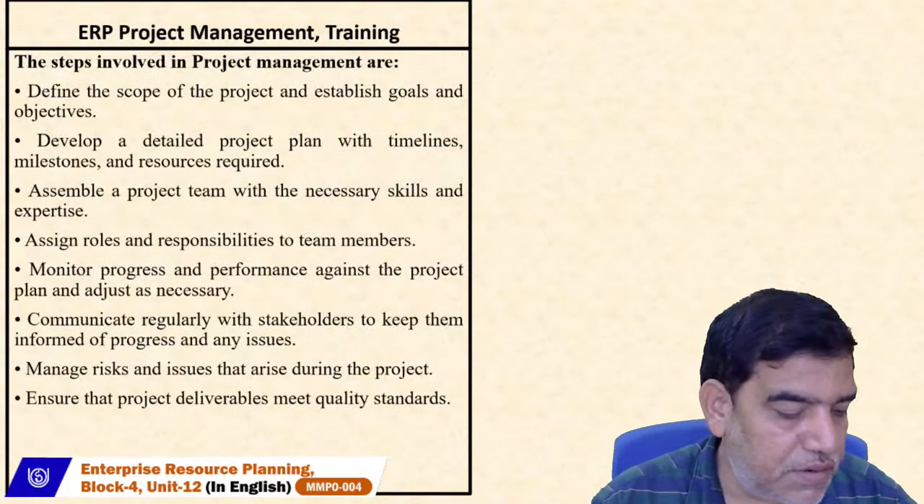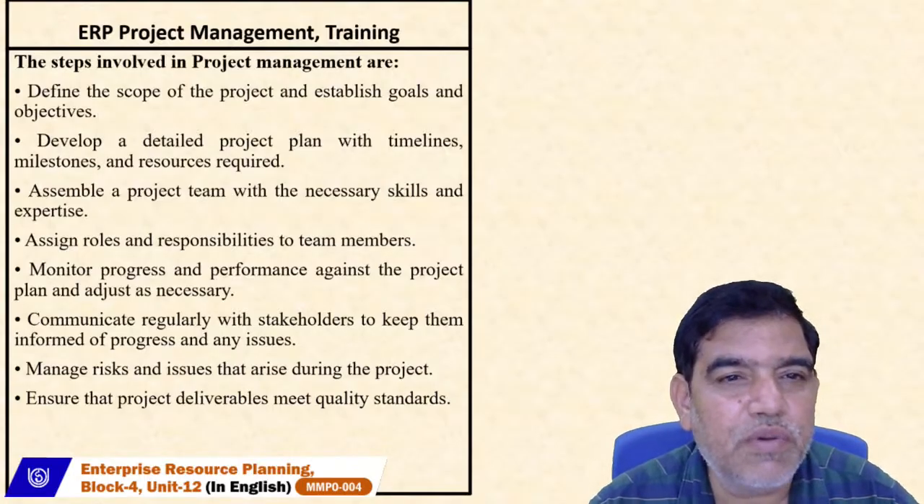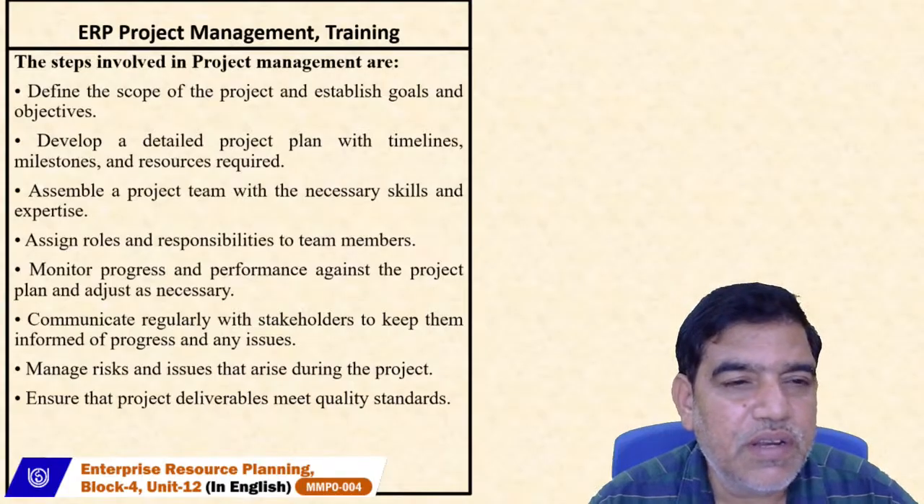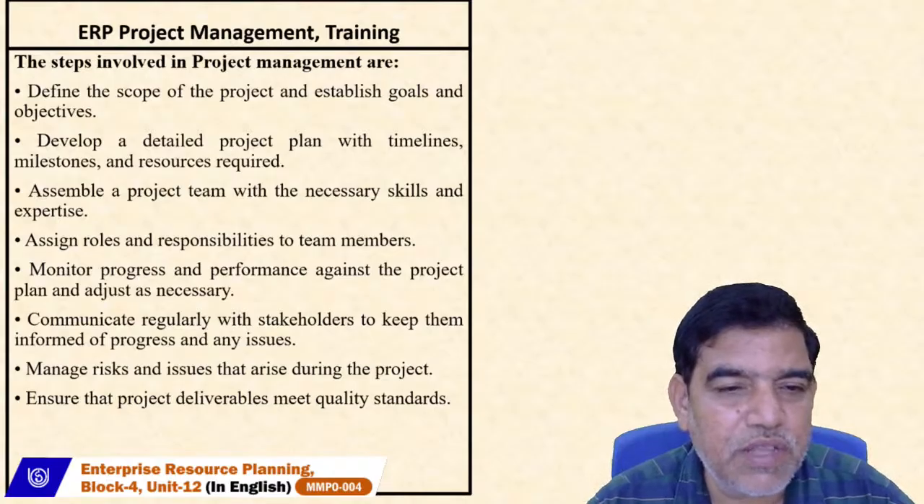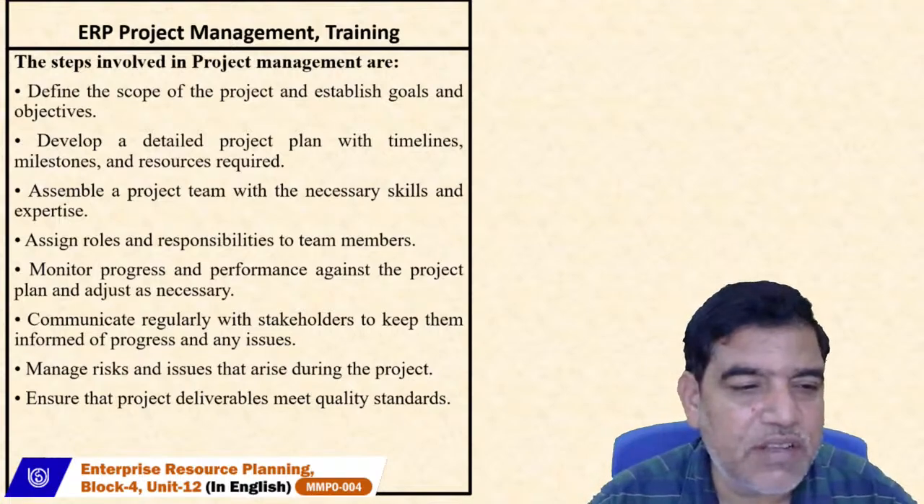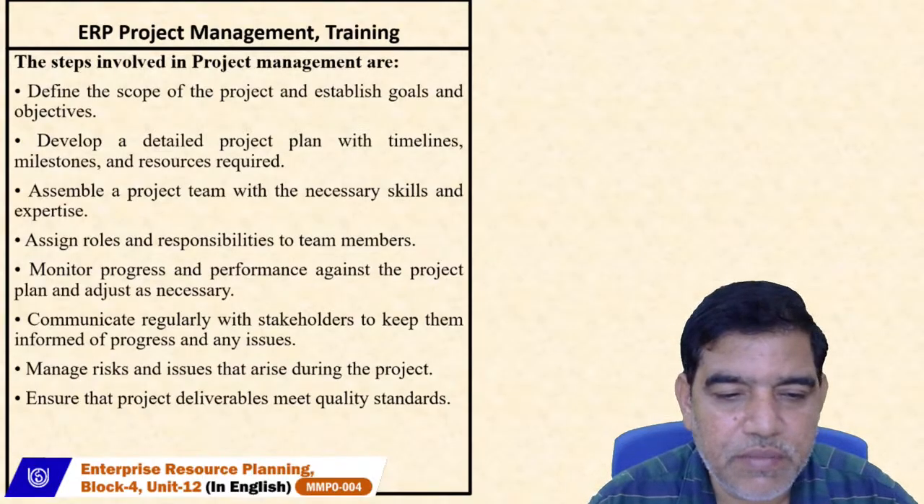Then ERP project management and training. This step involves project management: define the scope of the project and establish goals and objectives, develop a detailed project plan with the timelines, milestones and resources required, assemble a project team with the necessary skills and expertise, assign roles and responsibilities to team members, monitor progress and performance against the project plan and adjust as necessary, communicate regularly with the stakeholders to keep them informed of progress and any issues, manage risks and issues that arise during the project, and ensure that project deliverables meet the quality standard.